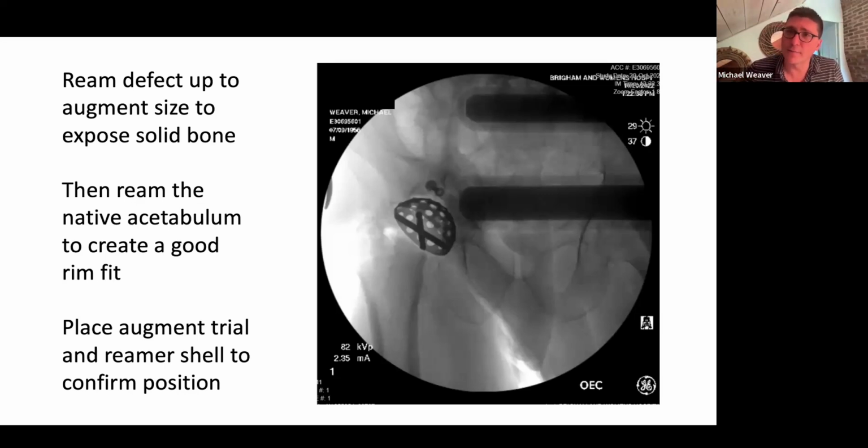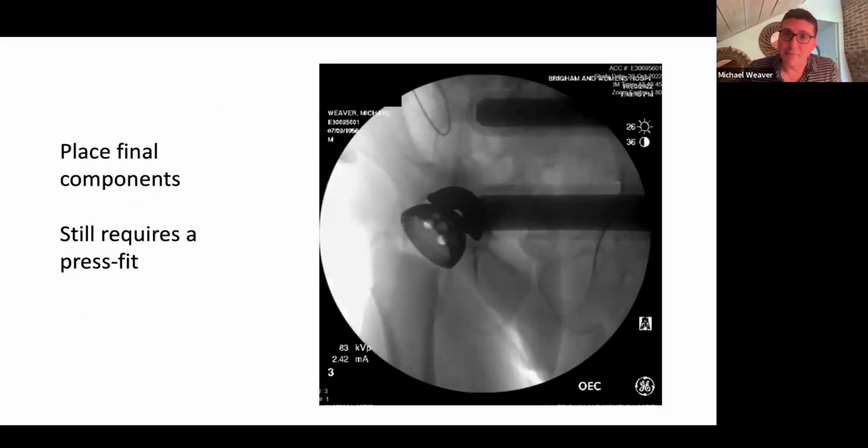And you want to make sure those augments aren't interfering with the press fit of your primary cup, because you want a good sticky fit if you can with your acetabular shell. And then finally placing the components, and you still need a good press fit of that primary acetabular component. The augments really fill the metal void and are there to provide stability and prevent migration of your cup.